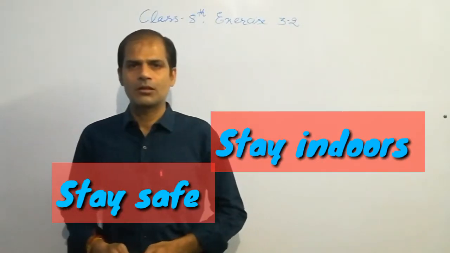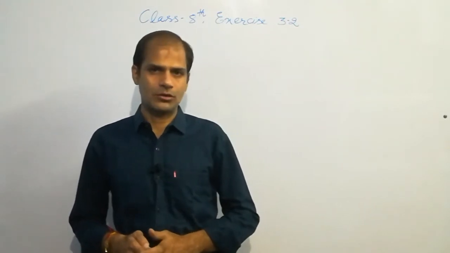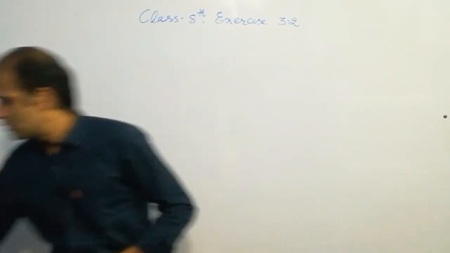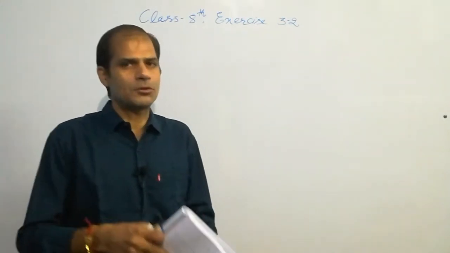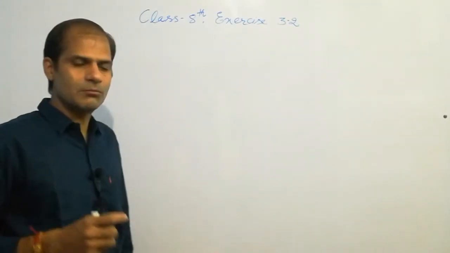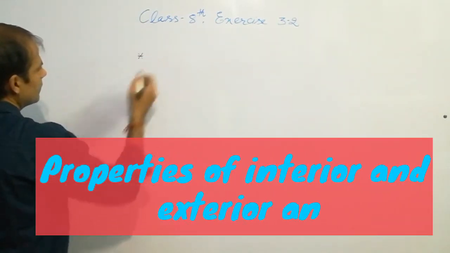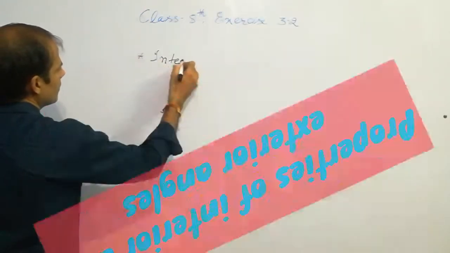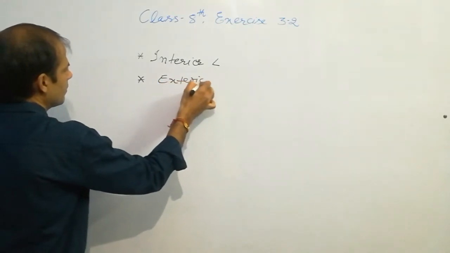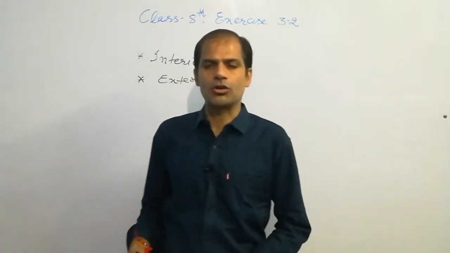Hello everyone, today I will start exercise 3.2 that is about polygons, maybe a regular polygon or irregular polygon. So start with the basic concepts of this exercise. Before we solve the questions, I want to tell you some concepts, okay, regarding interior and exterior angles. So I will cover two important points: interior angle and exterior angle. I will cover the properties related to both these.